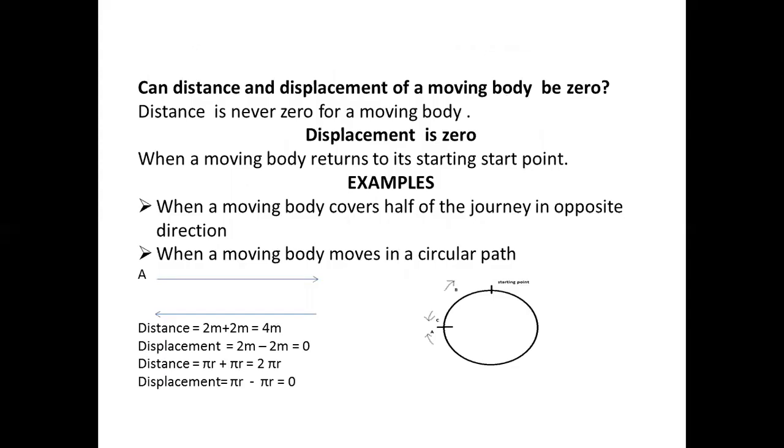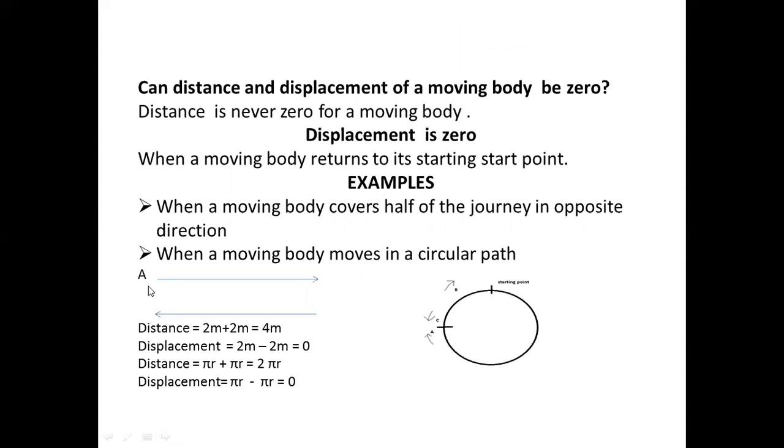Can distance and displacement of a moving body be zero? Distance of a moving body is never zero, but displacement can be zero. It is zero when the moving body returns to its starting point. For example, suppose a body covers half of the journey in one direction, and it covers the remaining half in the opposite direction. Then the displacement will be zero, but distance will not be zero.